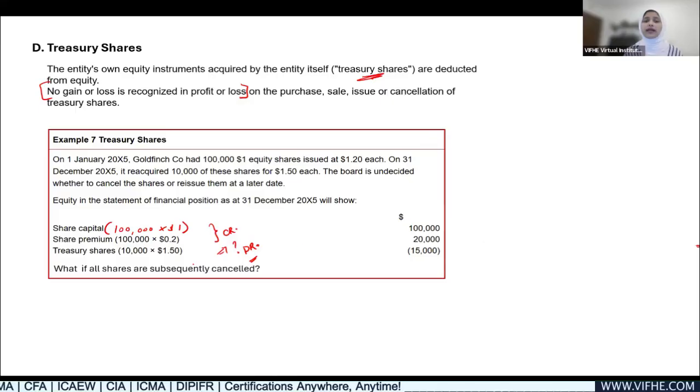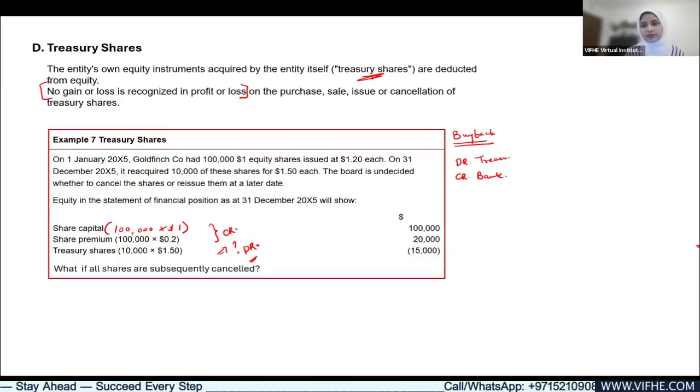Now, if I purchase these 10,000 shares back from the shareholders and park them in the treasury shares, what would the journal entry be at the time of buyback? My money is going out, so first is credit bank. Money went out, so credit bank. Debit what? Treasury shares. I purchased treasury shares, so treasury shares is my debit. This is going to be 15,000 and 15,000. Till here, everyone understood the buyback part? Yeah, it's a contra account to the normal equity shares.